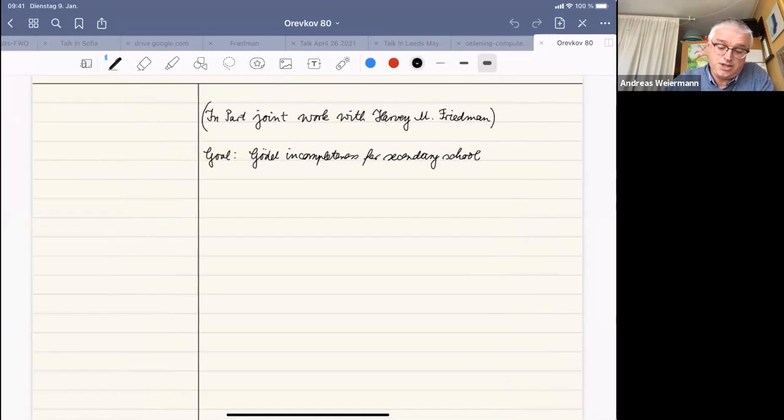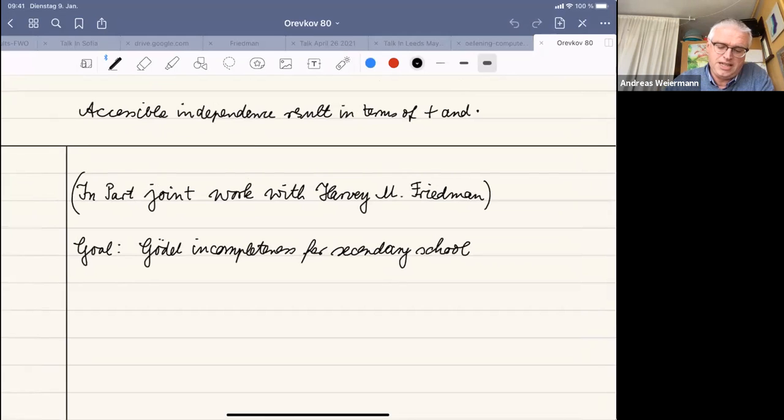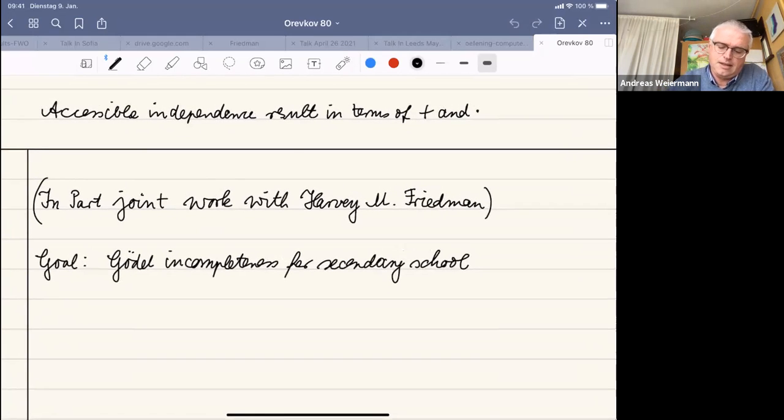My talk is about accessible independence results in terms of addition and multiplication. In part, this is joint work with Harvey Friedman. And what is the goal? The goal is to have results which can be explained to students from secondary school, but which are independent of certain theories. And the theories I have in mind are Peano arithmetic and extensions.